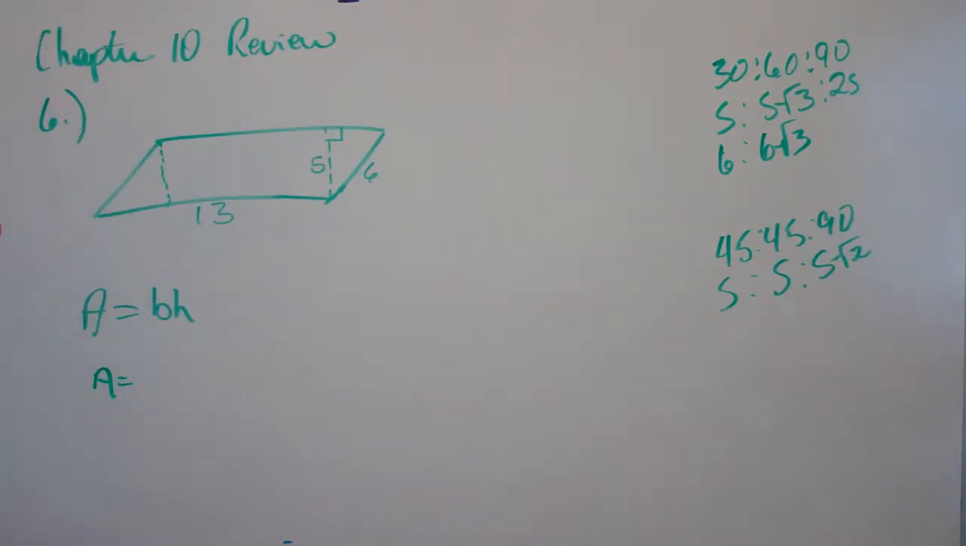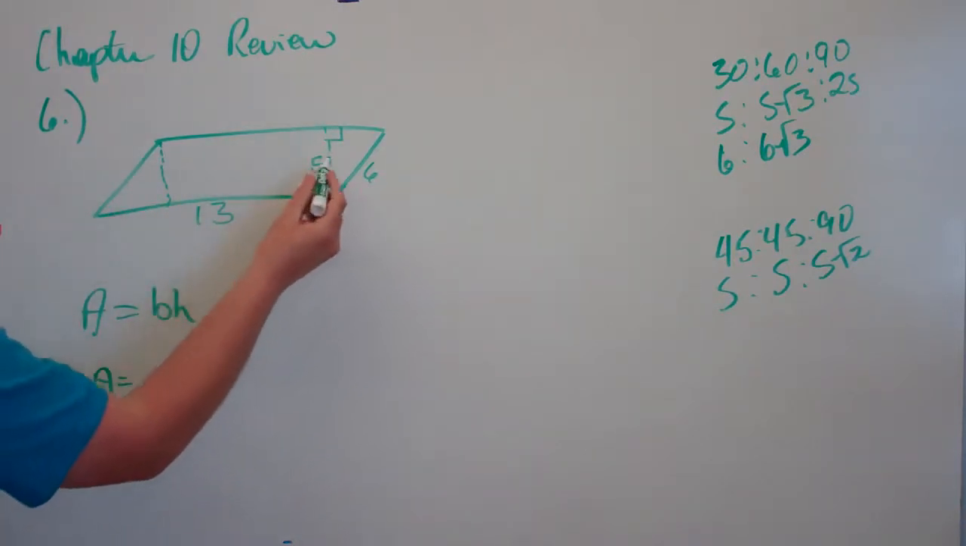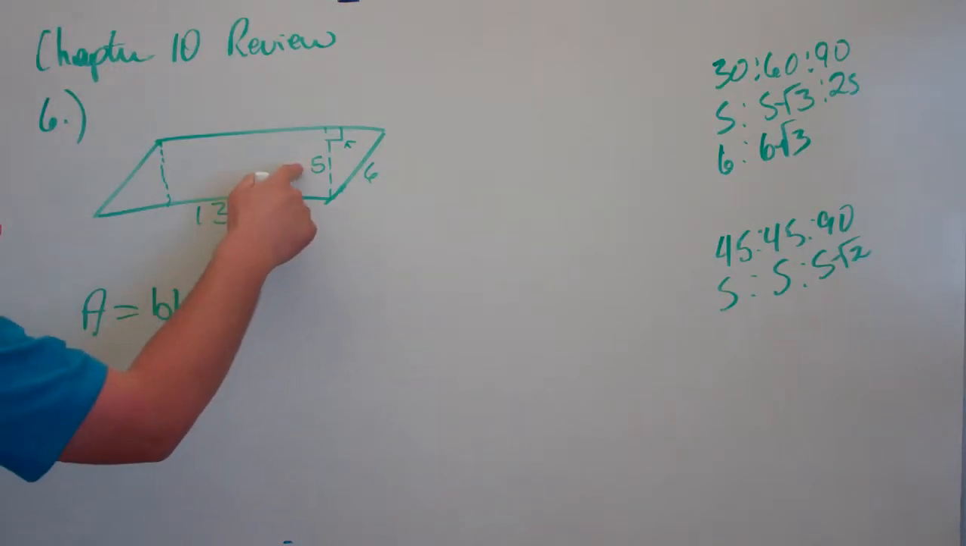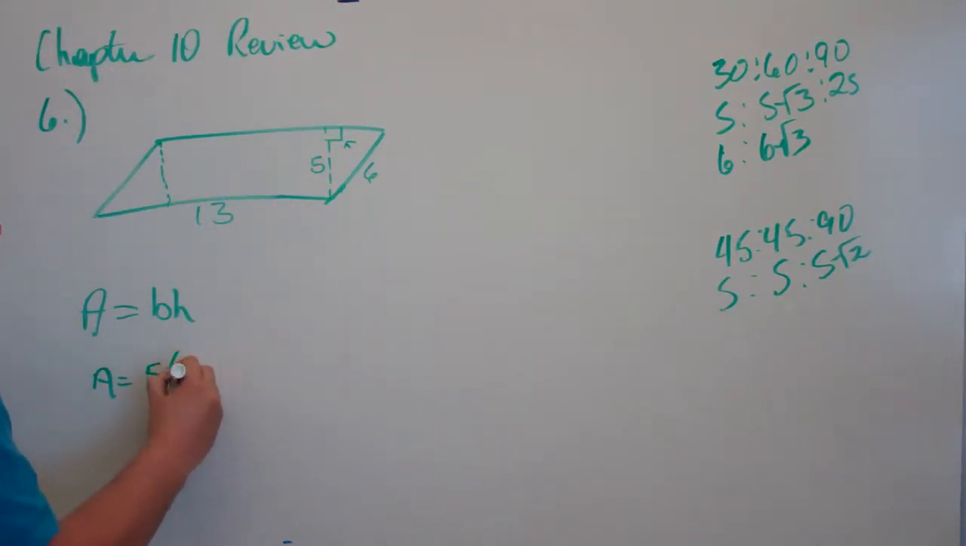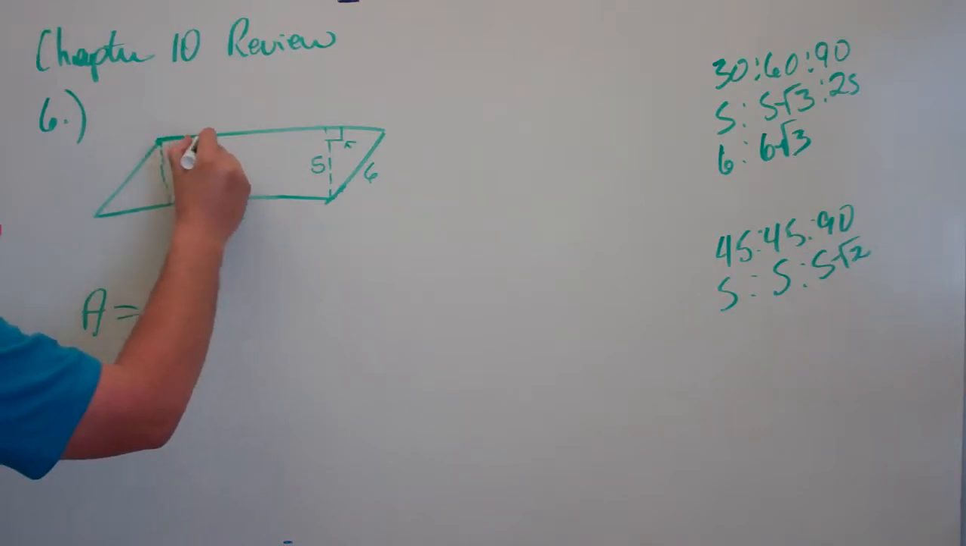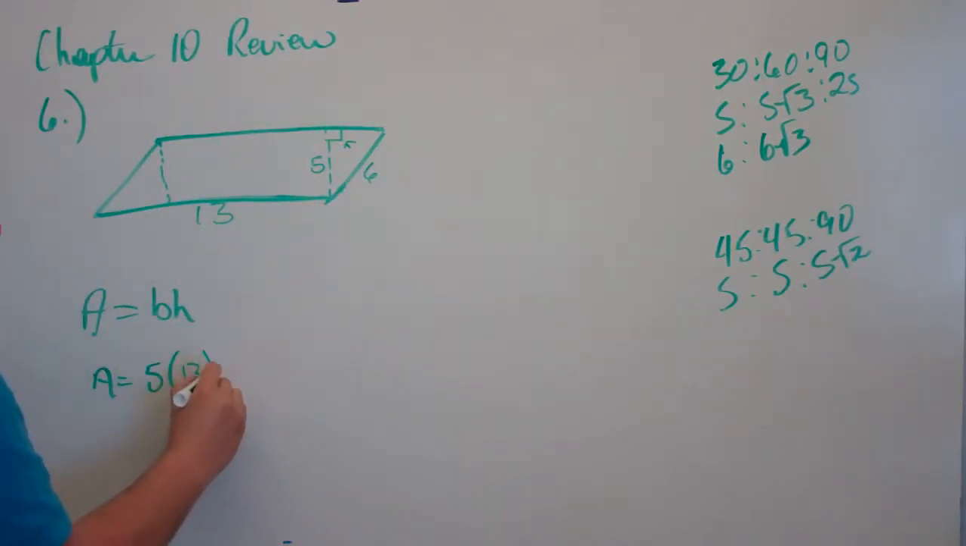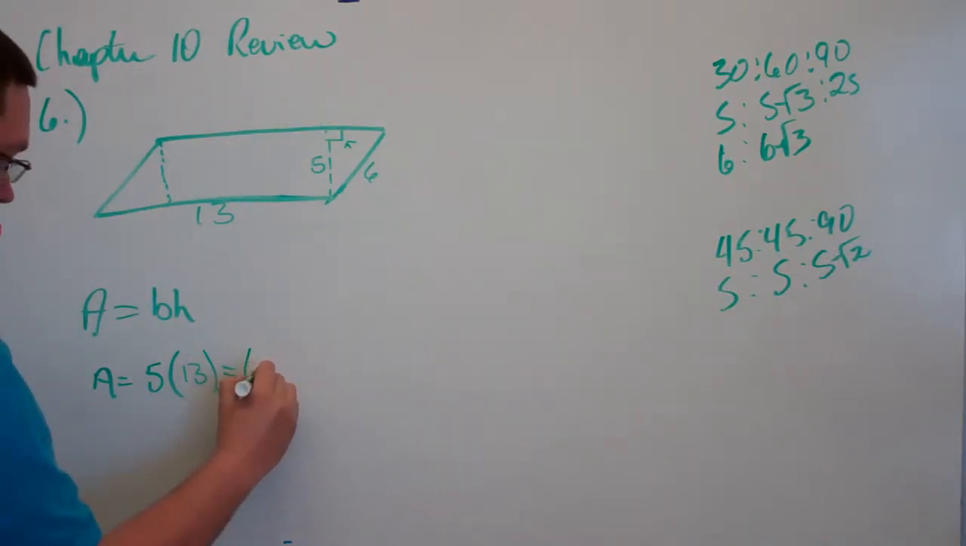Now remember, your base and your height have to be perpendicular to each other. So the first thing you need to look for is a right angle. You're looking around, oh, here's the right angle. What's the length of the two lines that make up that right angle? Well, one of them is 5, and the other one is this line here, which is the same length as this line here, which is 13. So the answer is 5 times 13, which is 65.